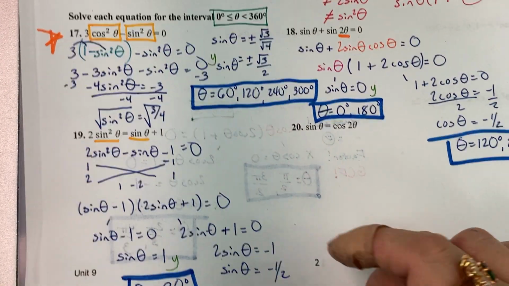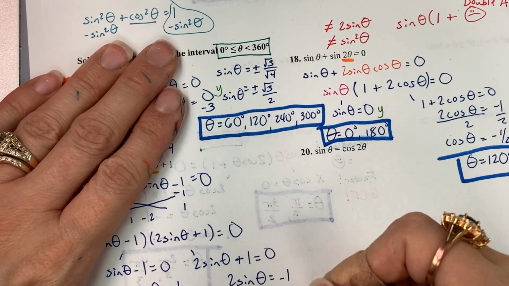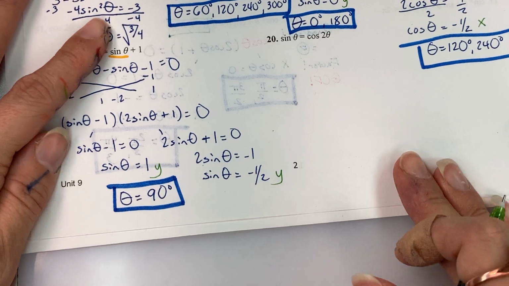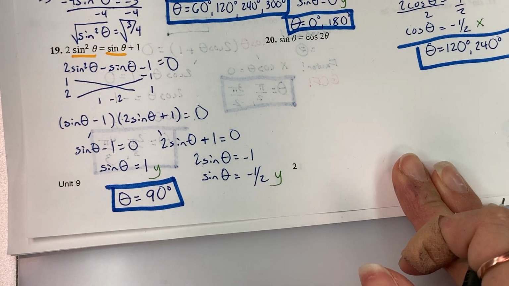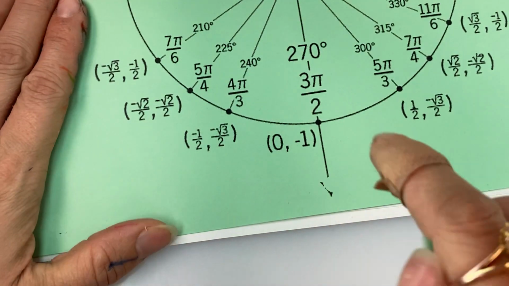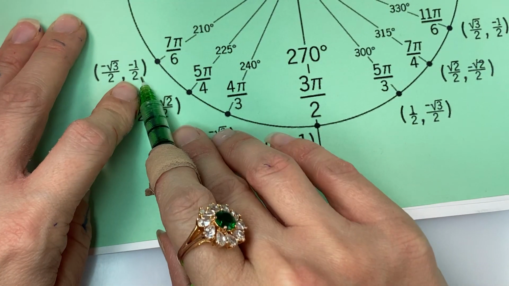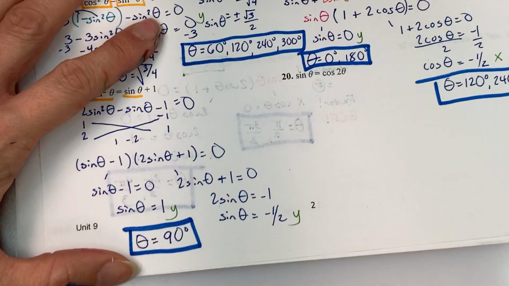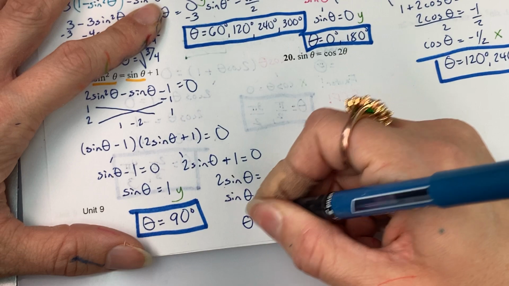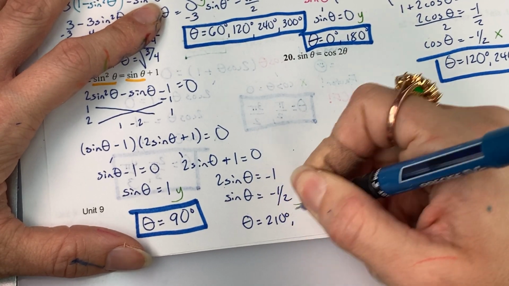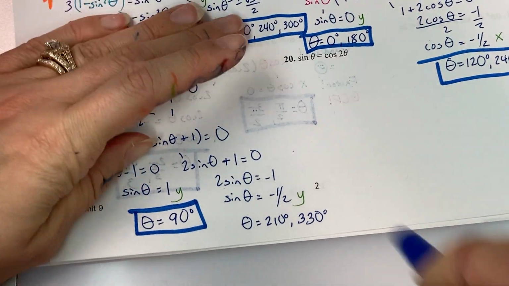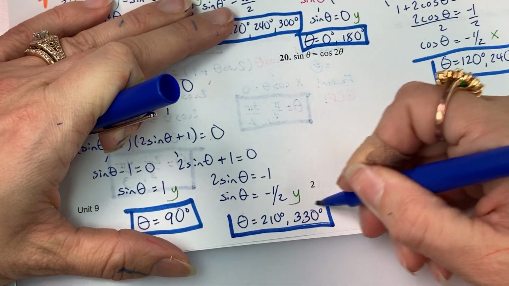Then, where's my sine value or my y value equal to negative 1/2? Our y value is negative in quadrant 3 and quadrant 4. So where do I have a y coordinate of negative 1/2? In quadrant 3, 210 degrees, and in quadrant 4, 330 degrees. So 210 and 330. And remember, don't forget to include your degrees as your unit on these.